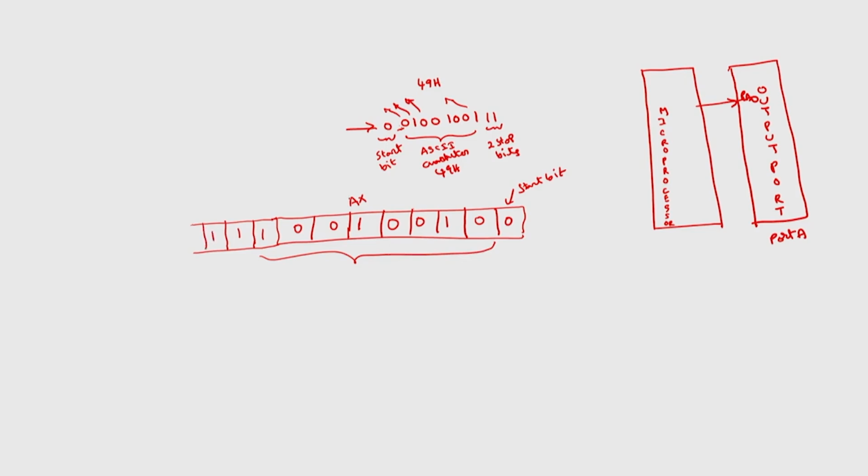I want to take this into AX, which is a 16 bit register. In total we have 11 bits only, the remaining 5 I will take as do not cares. I will assume them to be zeros, 0 0 0 0 0. Up to here this is the character. These two are start bits. This is the character, 49H. This is the start bit, and these two are the stop bits.